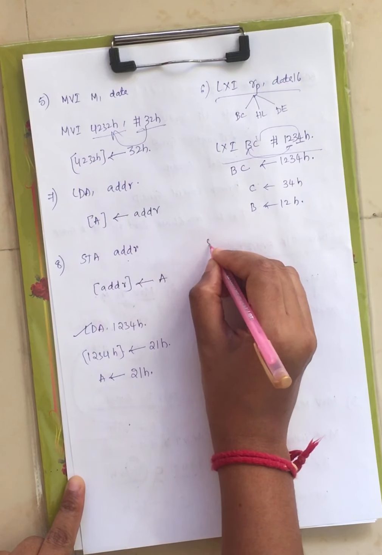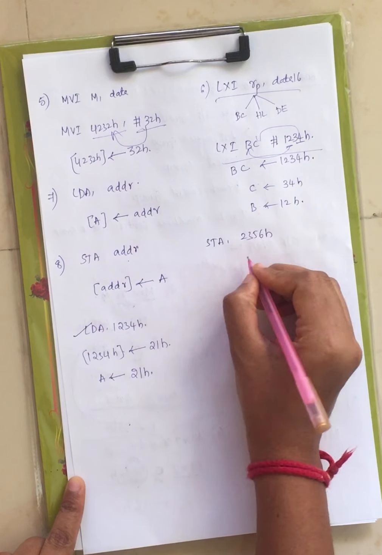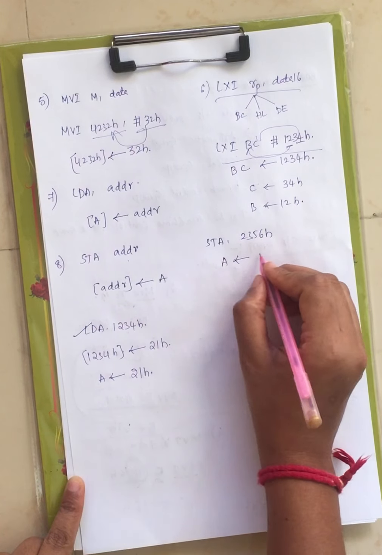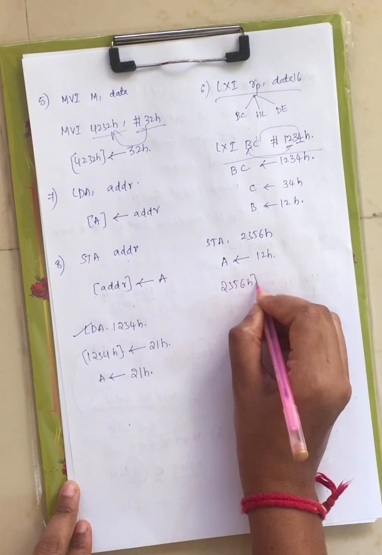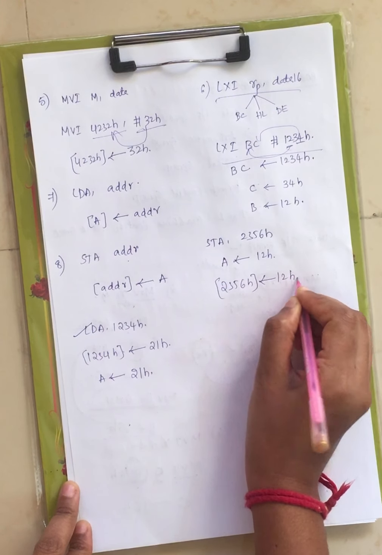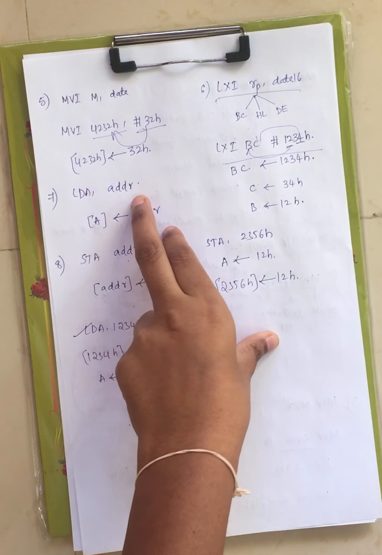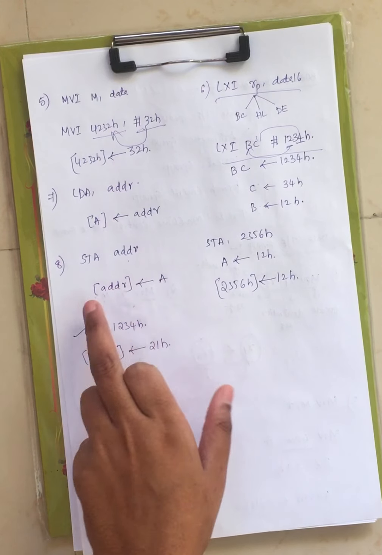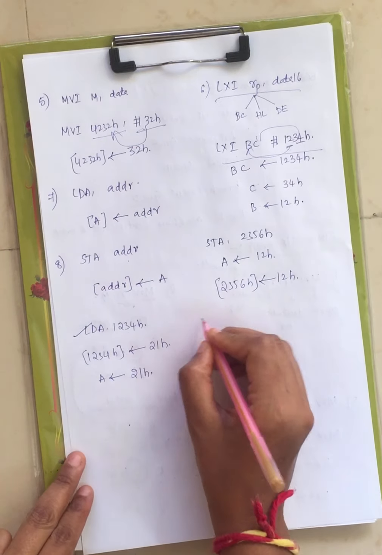Now for store, I can give an example, that is STA 2356H. Now A has some data, that is 12H. This 12H is moved to the address that is specified within the instruction. It is just the opposite operation, right? LDA address is load accumulator: whatever contents are stored under the address are moved to the accumulator. With STA, the contents of A are stored in the address that is specified within the instruction. Now this is about the 8th instruction.